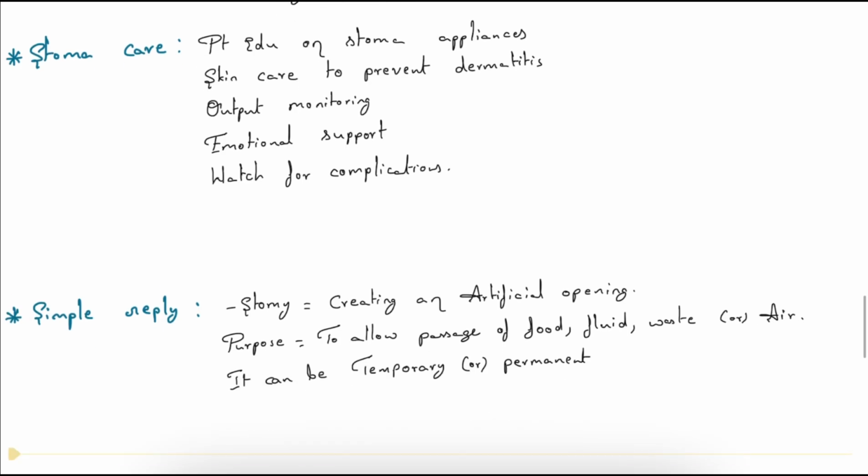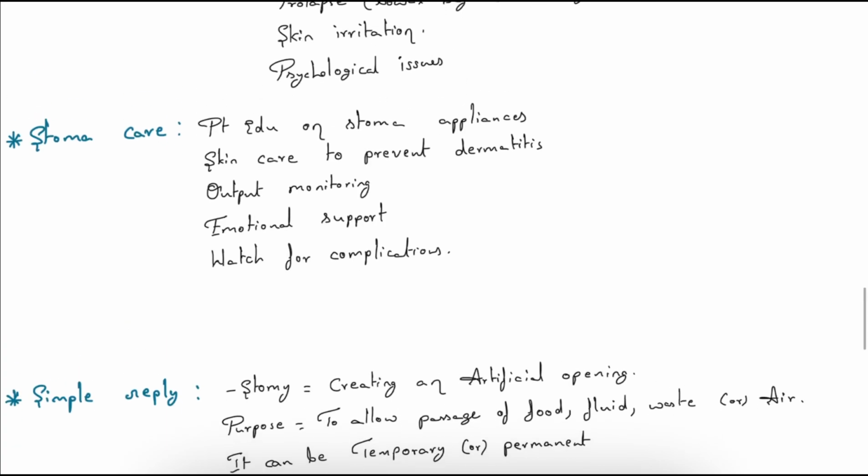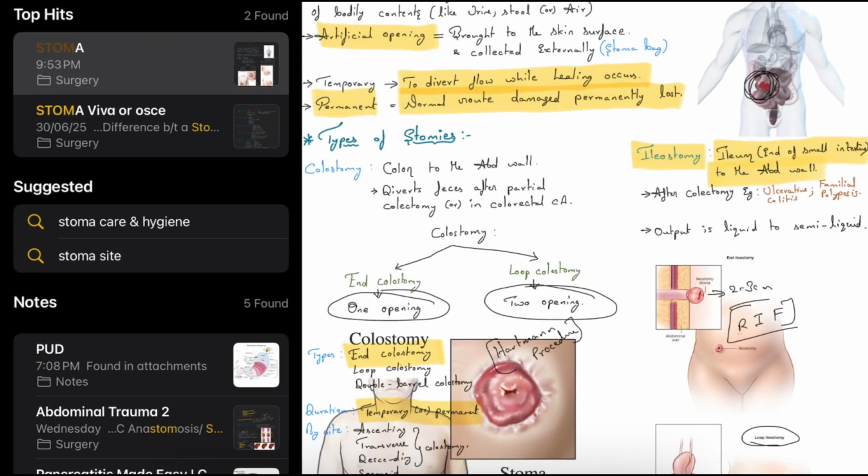Then we have to watch for complications. Okay, an ostomy is like creating an artificial opening. The purpose is to allow passage of food, fluid, waste, or air, and it can be temporary or permanent. If the doctor asks, tell me about stoma, you have to tell these 3 points. It's enough.